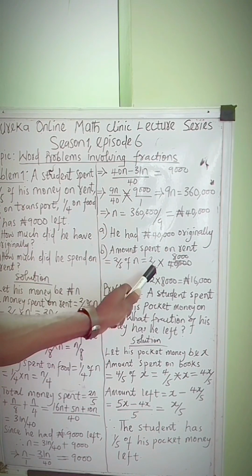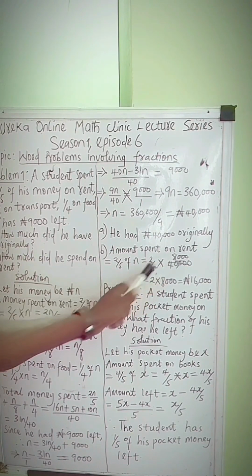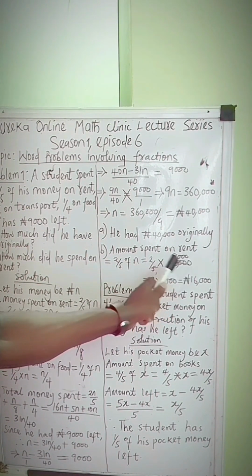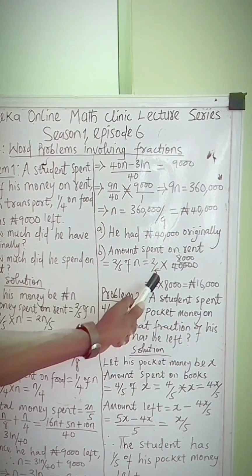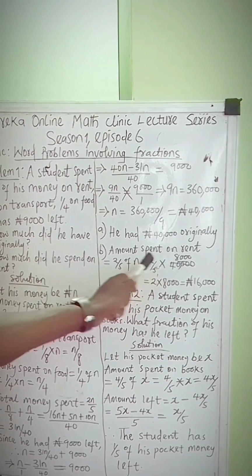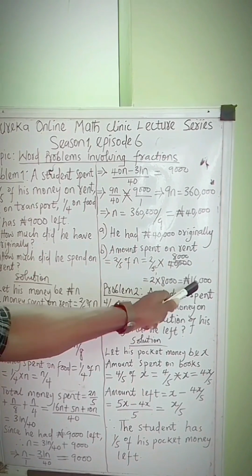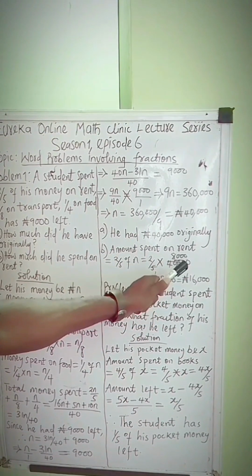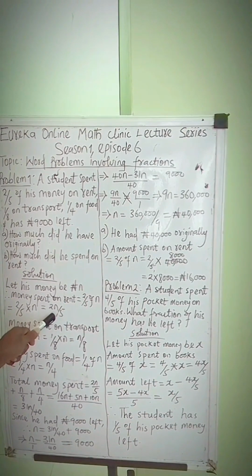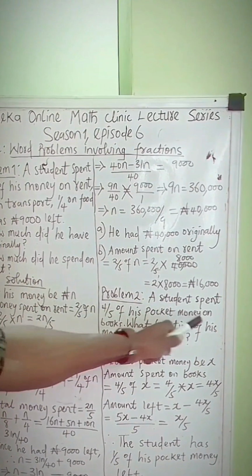Division can go on between this and this. So we divide. 5 here is 1. 5 here is what? 8,000. 5 persons sharing 40,000, each person will get what? 8,000. Then 8,000 times 2 will give us 16,000. So amount spent on rent becomes 16,000, the actual amount spent on rent. Why? 2n over 5 is the representative amount.